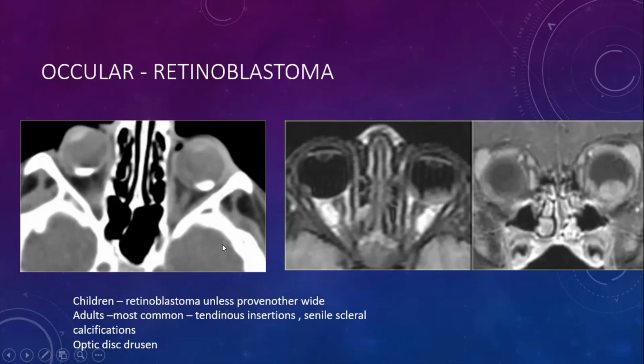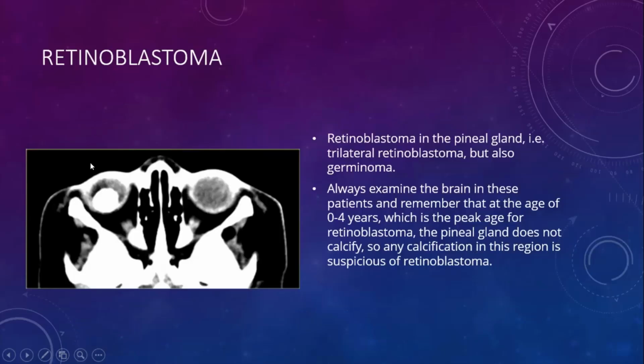Any calcification noted in the pineal gland, we have to think in terms of trilateral retinoblastoma, because pineal gland calcification in the pediatric age group is very rare. In adults, we can see calcifications such as the senile scleral calcific plaques and the tendinous insertion of the optic nerve and the disc. So this is a case of retinoblastoma where the calcification is noted here, and the pineal gland calcification, and trilateral retinoblastoma also has to be ruled out.